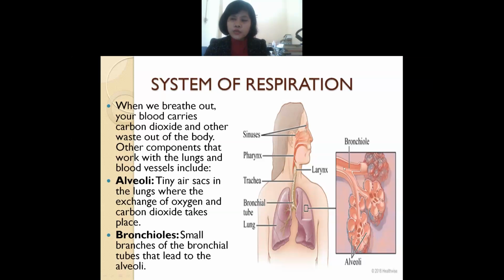Next is bronchioles. So this is bronchioles. Where do they lie? I mean, where are they situated? Just next to the alveoli, they are there, and they are just like branches.